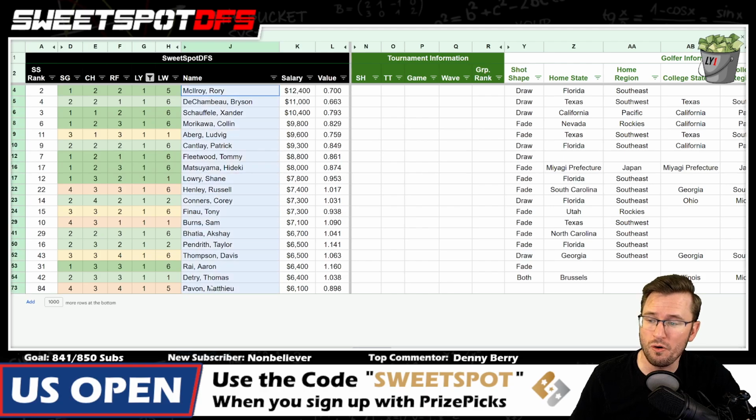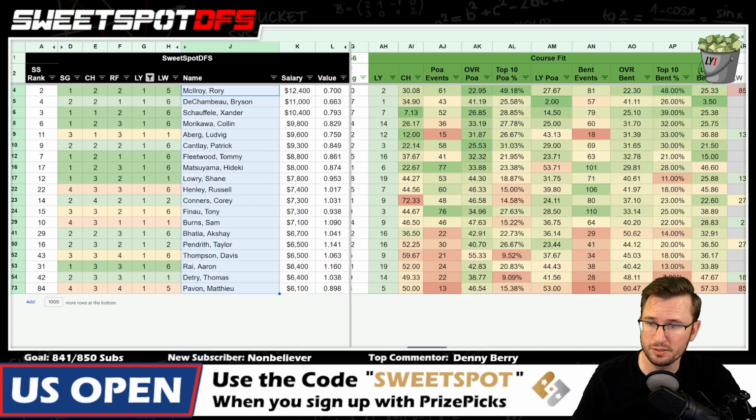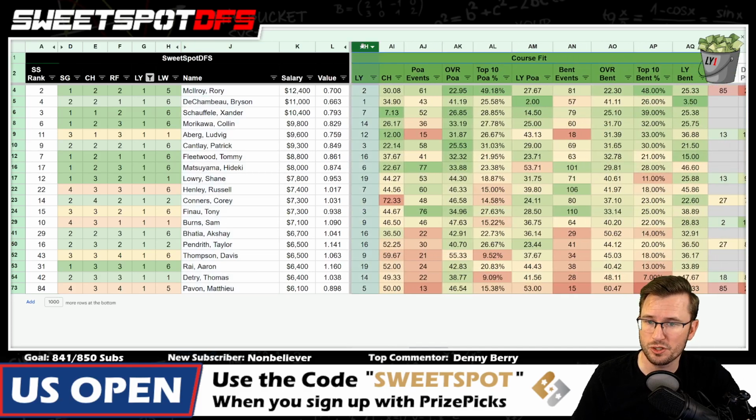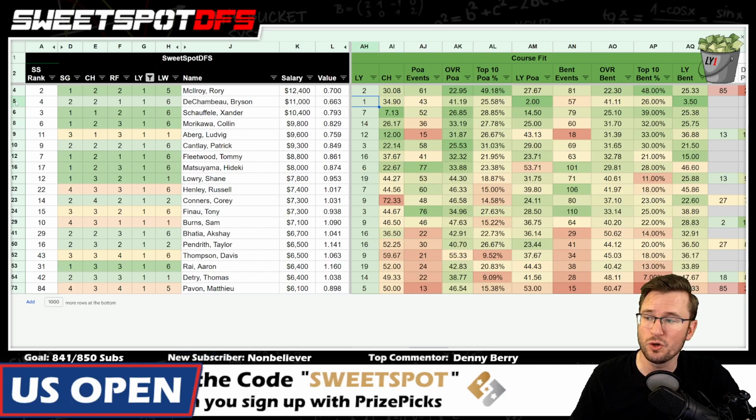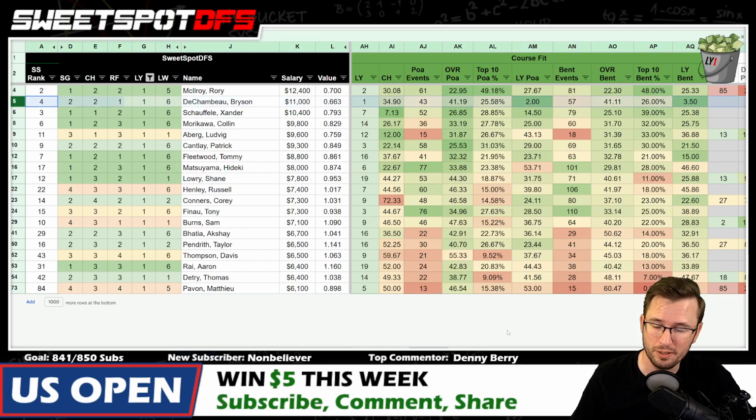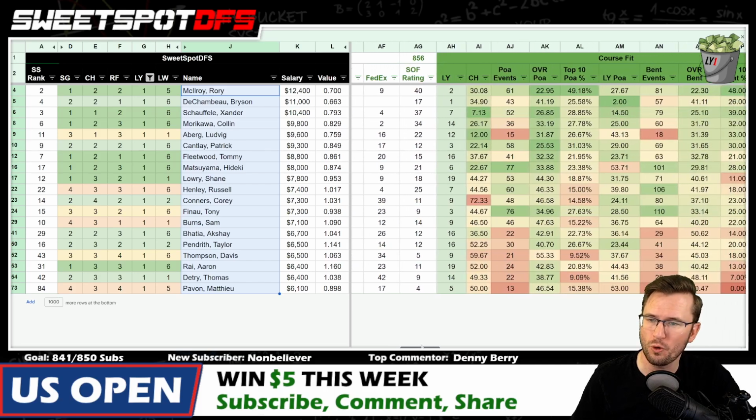So here are all the golfers that finished inside the top 20 of last year's US Open. You can see what their finishing positions are right here under course fit under last year. Obviously, Rory finished second. Bryson is your defending champion. So we have a total of 19 golfers, and the projection says 1 to 4.